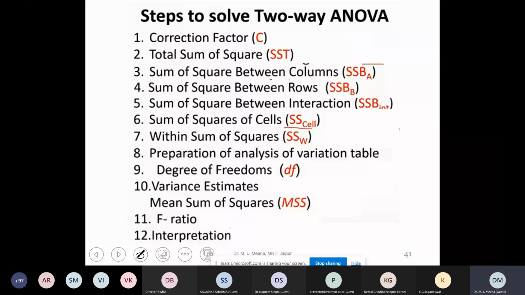The first step is to find out the correction factor. Second, SST, SSBA, SSBB, SSB interaction, SS cell, SSW. Then prepare the two-way ANOVA table and find out the degrees of freedom, variance estimates, mean sum of squares, and second last is the F ratio. And finally, an important step is interpretation of the results.